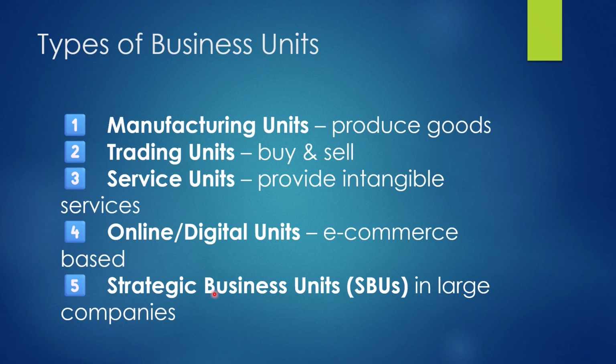And the fifth type is the strategic business unit or SBUs. They are found in large corporations. These are self-contained units who are responsible for their own strategies, profits, and market performances. So we see that each unit exists to suit the different business models and the customer needs.